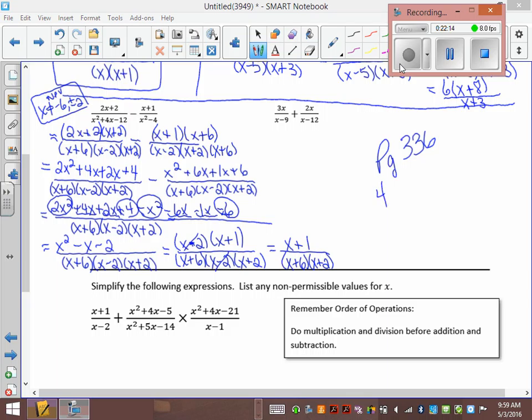So page 336, 4A B, 5, D E, 6, C and F, and 7, A and C, and for Sebastian, all, the entire page, and the other one, and the chapter review, just for you.